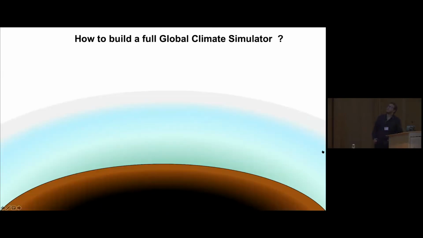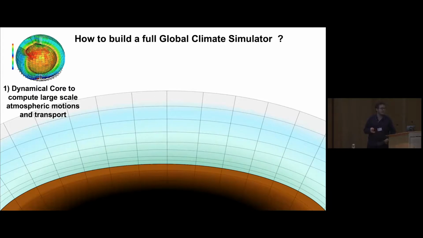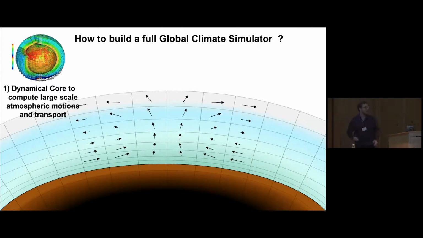So in the next slides, I will discuss with you what you need if you want to build your own global climate simulator, your own three-dimensional global climate simulator. The first thing you want to have is what we call the dynamical core, which is a numerical code that will solve the hydrodynamical equations on a rotating sphere, and that will allow you, on a three-dimensional grid, to simulate the air movement at the large scale in the atmosphere of your planet.